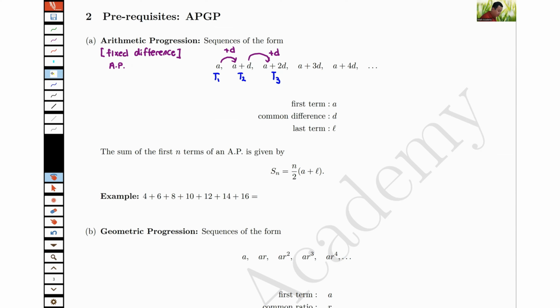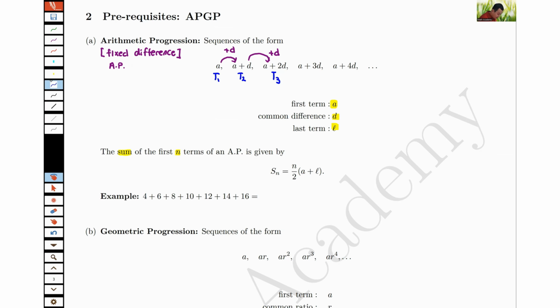There are three alphabets that generally describe the terms in an AP. The first term, we describe as A. Common difference is D. Last is L, the last term of the sequence. But what you need to know is this formula. This is the Sn formula. Sn means the sum of n terms. It's given by n over 2 (a plus L).